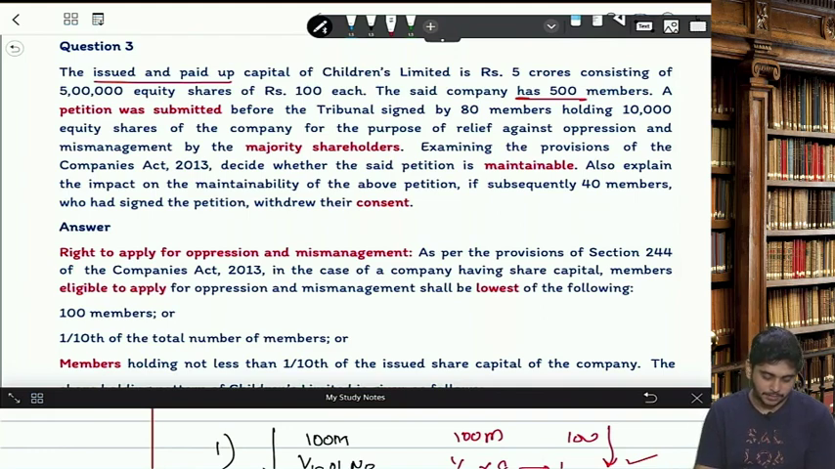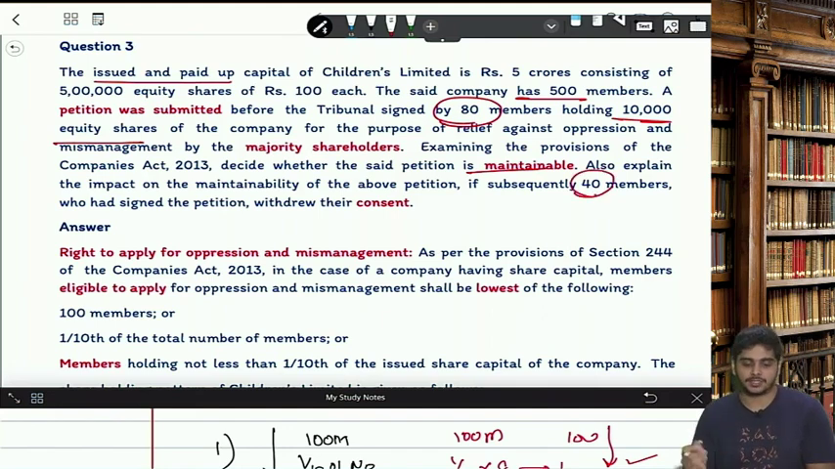A petition was submitted before the T by 80 members holding 10,000 equity shares of the company for the purpose of relief against oppression and mismanagement by the majority shareholders. Check as per Companies Act whether the said petition is maintainable. Also explain the impact on the maintainability of the petition if subsequently 40 members who signed the petition withdrew.